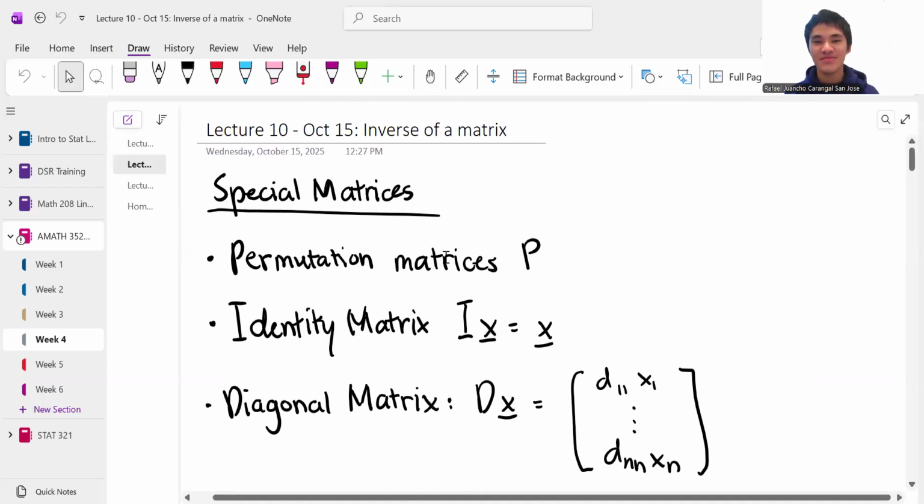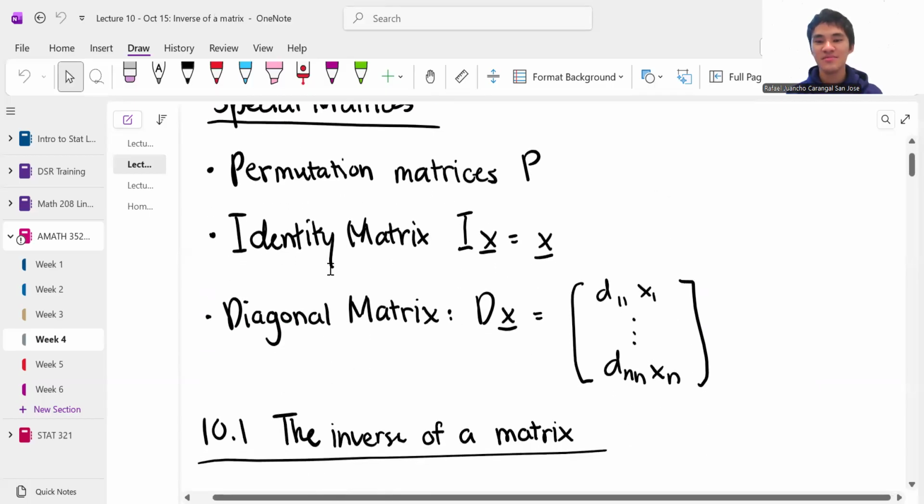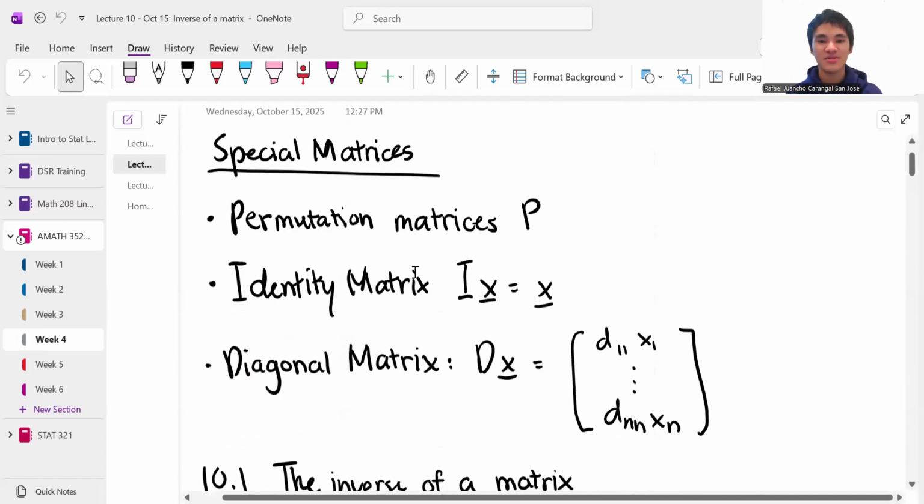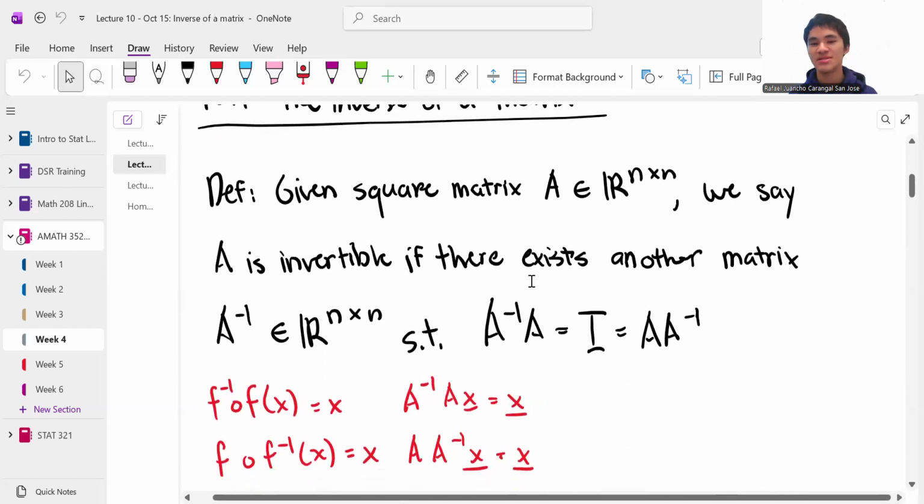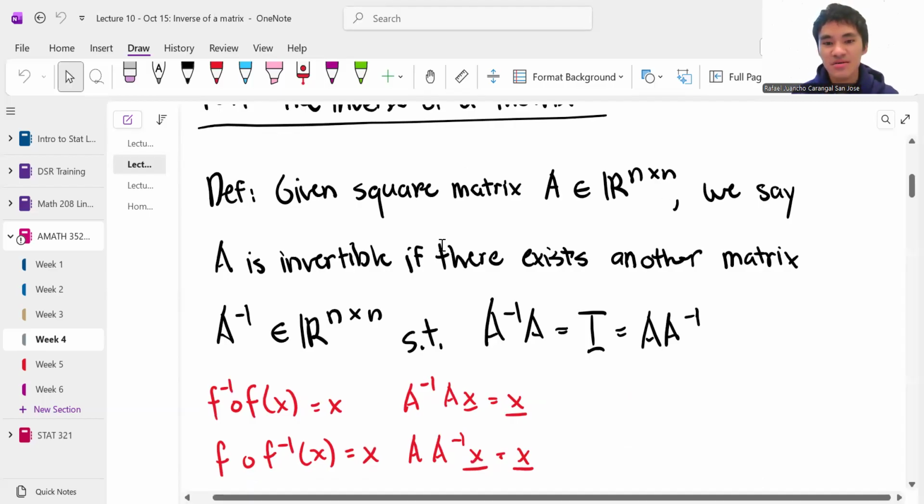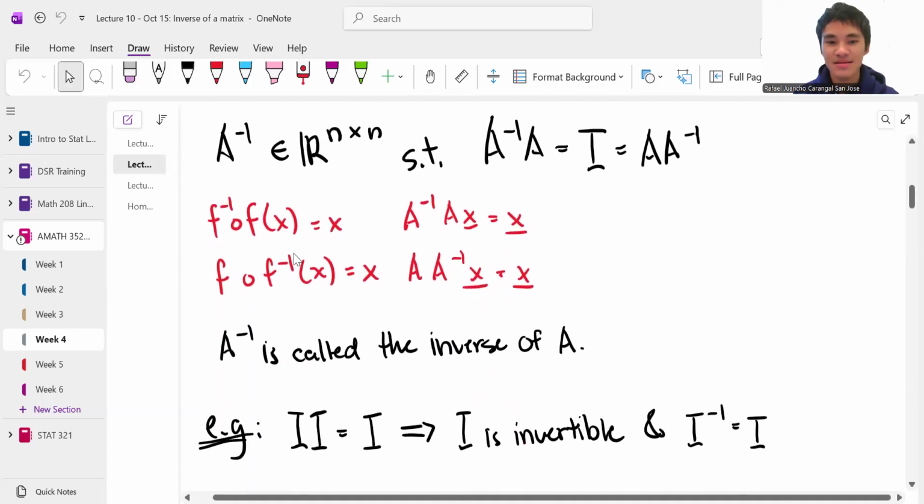Okay, so this is the inverse of a matrix. We talked about permutation matrices, the identity matrix, and diagonal matrices. Now we talk about another special type of matrix, which is the inverse. So what is this? Say we have a square matrix. Actually, we didn't talk about inverse yet. Given a square matrix A, it's invertible, meaning it has an inverse, if there's another matrix such that when you multiply that inverse by A, we get the identity. Okay?